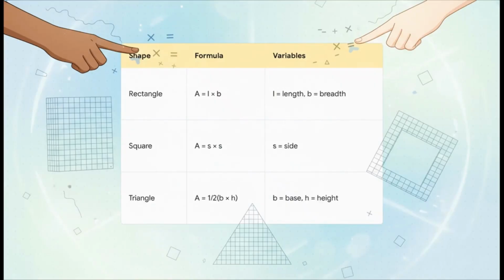And notice how the formulas for area are different. For perimeter, we were adding everything up. But for area, we're multiplying. For a rectangle, it's just length times width. For a square, side times side. It's this multiplication that actually creates those square units we were just talking about.